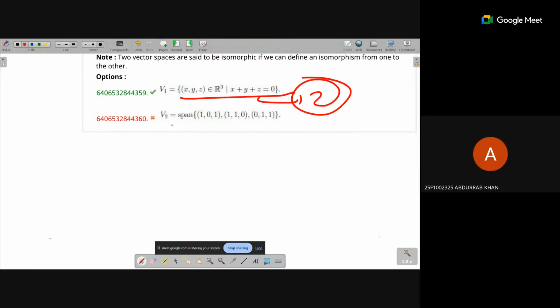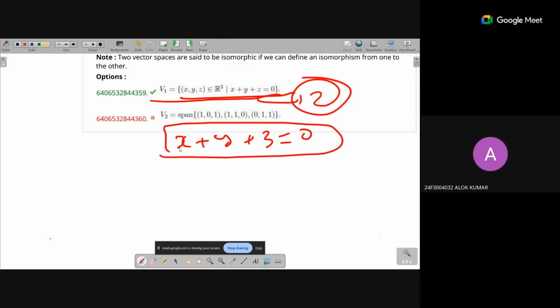Sorry, my concept was a little weak, so if you could explain. Do you understand what this vector space is saying? It is saying that this part will satisfy this condition. If we are just assuming x plus y plus z equals zero, this is given. This is the condition.